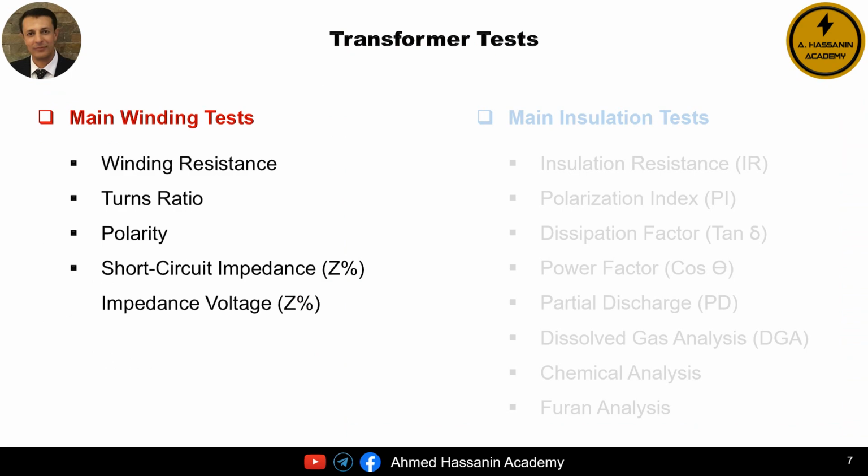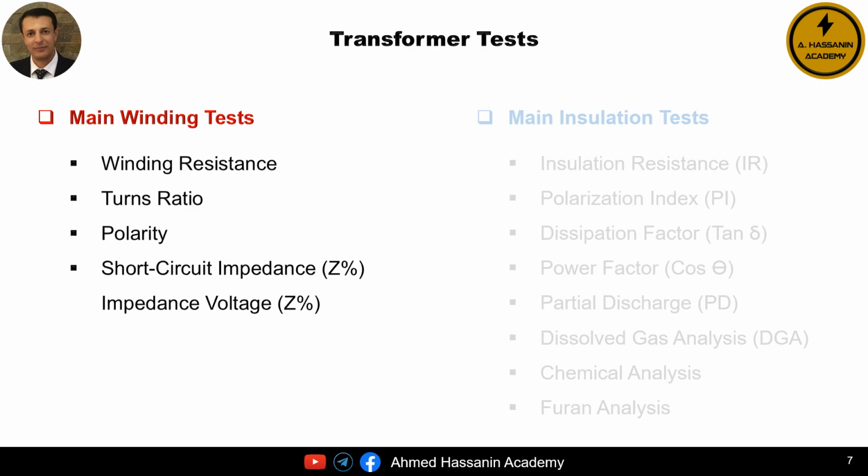In a brief and quick way, we can say that the most important tests carried out on power transformers on site are as follows. Regarding the main tests performed on the transformer windings, they are winding resistance, turns ratio, polarity, short circuit impedance, Z%, or impedance voltage, Z%. We will discuss these tests in detail in upcoming lectures, but in general, we can say that these tests are performed on transformer windings to ensure that no displacement or movement of these windings has occurred from their original position.